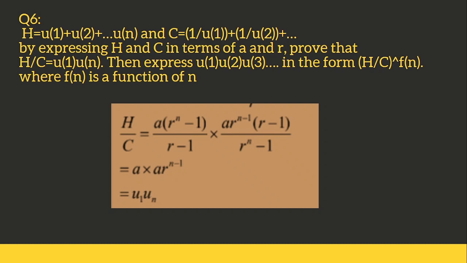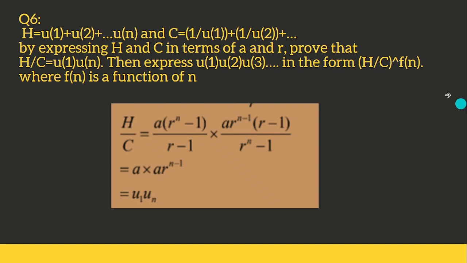A times r power n minus 1 over r minus 1, that's our h, times our c. But in this case, it's a times because we swap the denominator and numerator around. So that's how our a times r power n minus 1 go up, our r minus 1 go up, then our r power n minus 1 go down.